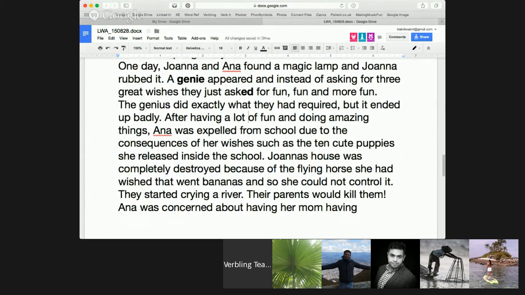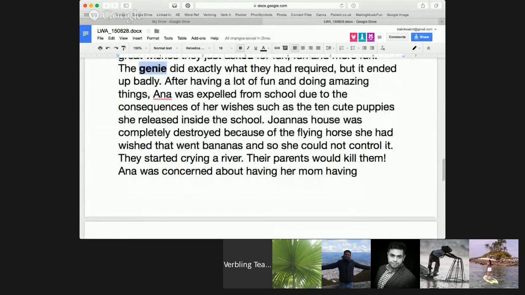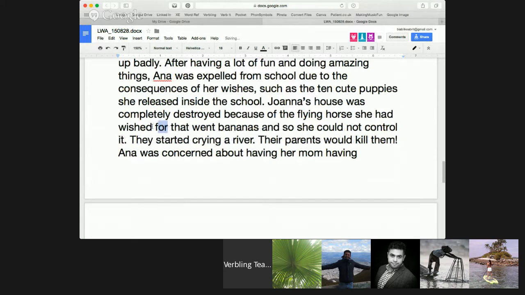The genie did exactly what they had required, but it ended up badly. After having a lot of fun and doing amazing things, Anna was expelled from school due to the consequences of her wishes, such as the 10 cute puppies she released inside the school. Joanna's house was completely destroyed because of the flying horse she had wished for. That went bananas, and so she could not control it. They started crying a river. The parents would kill them.